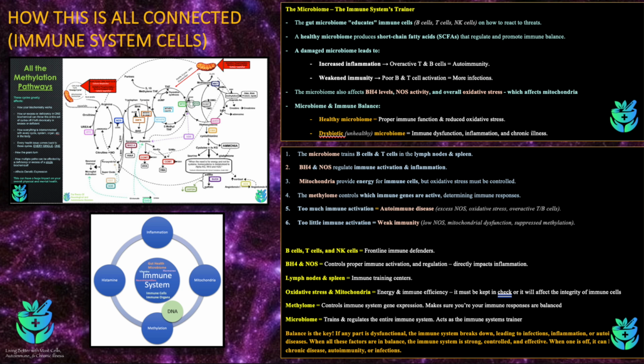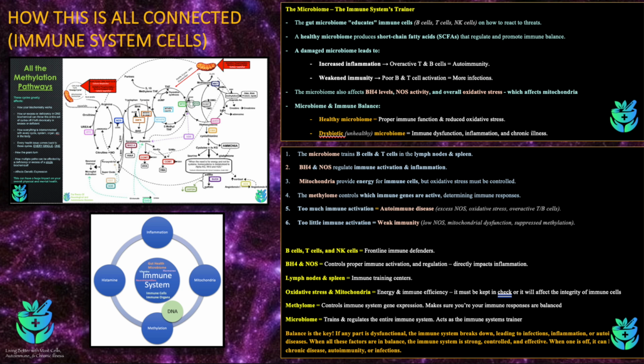B cells, T cells, and natural killer cells are the frontline immune defenders. BH4 and NOS control proper immune activation and regulation, directly impacting inflammation. Lymph nodes and spleen are immune training centers, and oxidative stress and mitochondria are the energy and immune efficiency. It must be kept in check or it will affect the integrity of your immune cells. The methylome controls immune system gene expression.